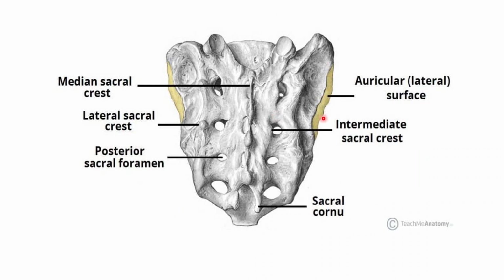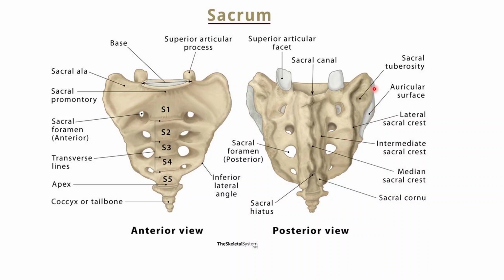We talked about the median sacral crest. The intermediate sacral crest is the remnants of the fusion of the articular process, and the lateral crest is the remnant of the transverse process of the sacral vertebra. So, one last time. Median sacral crest is the spinous process, intermediate sacral crest is the articular process, and the lateral sacral crest is the transverse process of the vertebra. On the sacral ala, we have the auricular surface, which is the region for the articulation with the pelvis.